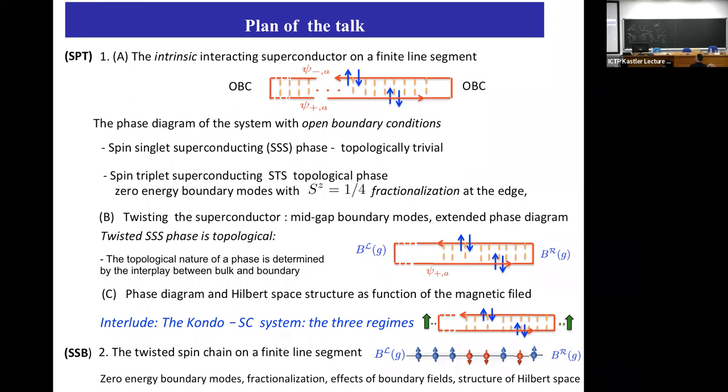I'll discuss then the phase diagram as a function of the fields, and I'll show there is a structure of the Hilbert space, something that is called eigenstate phase transition, where the whole Hilbert space changes as a function of these external fields.